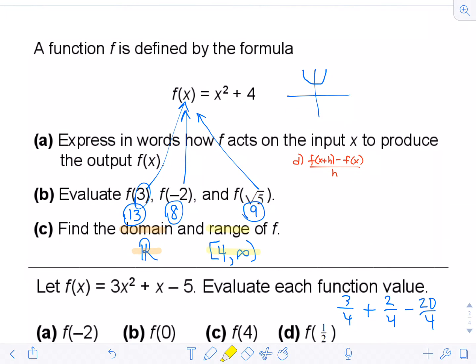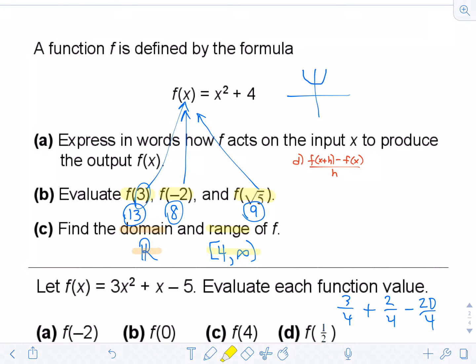For functions, the most important thing to come out of functions is plugging things into it in the new notation. So f of 3, for example, you just plug 3 in, and you get 3 squared plus 4, or f of negative 2, or f of root 5. It's also true when you do f of a, or f of b, or something.